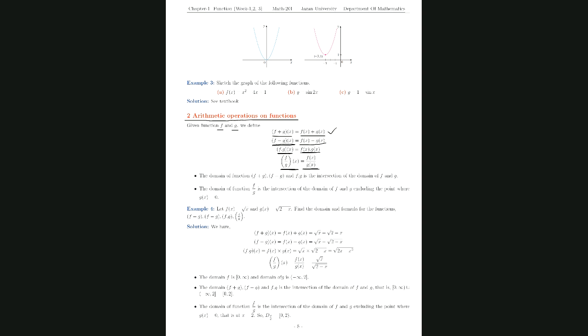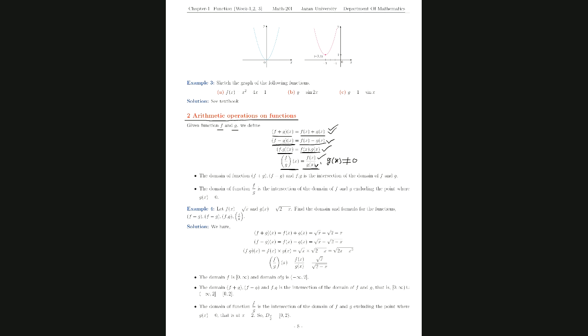Remember this. But here the denominator function g must not be zero. This denominator function g(x) must be different from zero. Okay. So remember this rule. (f plus g)(x) equals f(x) plus g(x). (f minus g)(x) equals f(x) minus g(x), distribute like that. And (f times g)(x) equals f(x) times g(x). And (f over g)(x) equals f(x) over g(x).